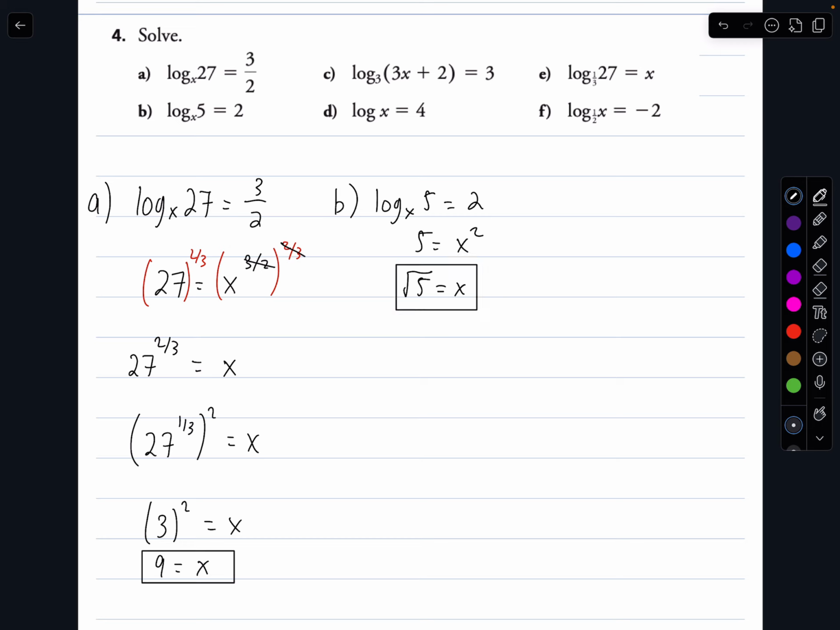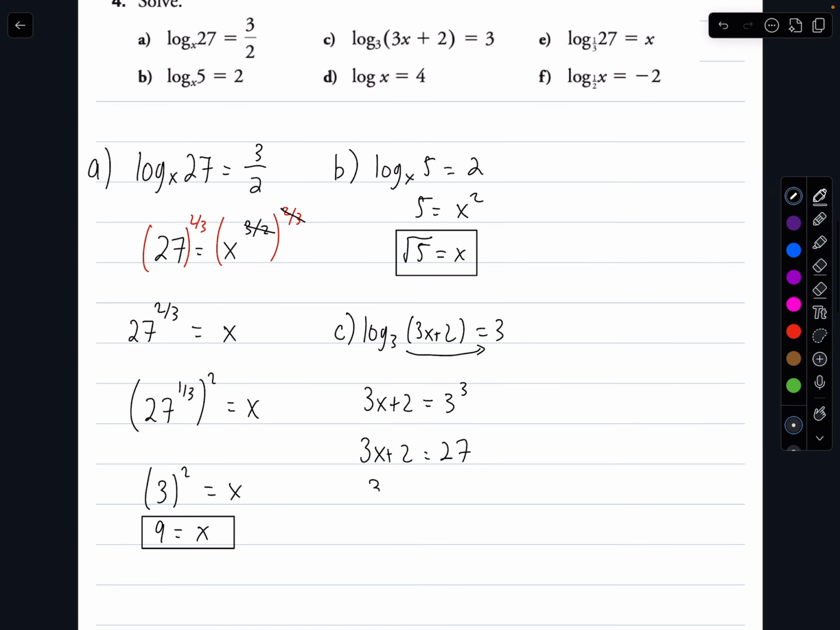Let's look at question C. Log base 3 of 3x plus 2 equals 3. I bring the 3 over to the other side, so I end up with 3x plus 2 is equal to 3 cubed. So here we have 3x plus 2 is equal to 27. 3x equals 25. x equals 25 over 3. And there's your answer.